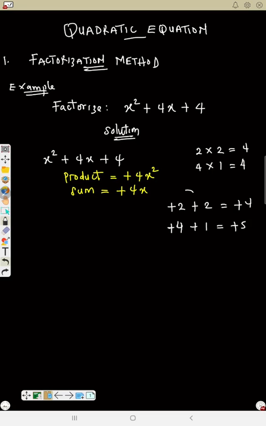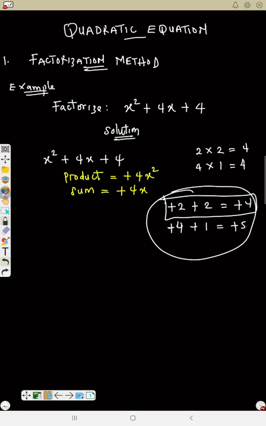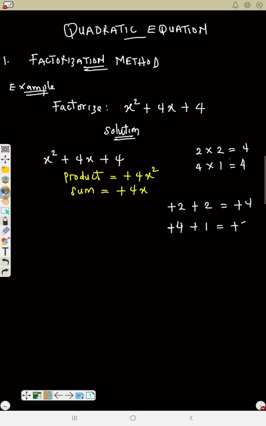Now which one do you think we can use out of these two? You will notice now that you can only use this one. Why? Because plus 2 times plus 2 is equal to plus 4. But plus 4 plus 1 again, that's plus 5. That means in this case we cannot use the second one, we can only use the first one. So in solving quadratic, you will find two numbers that if you multiply, it will give you the product. If you add the same numbers, it will give you the sum.